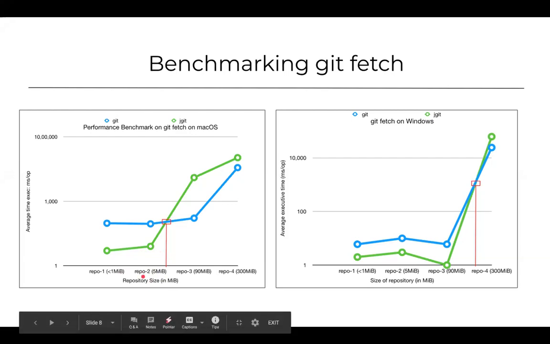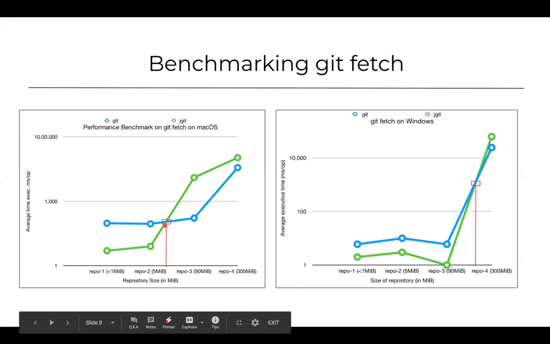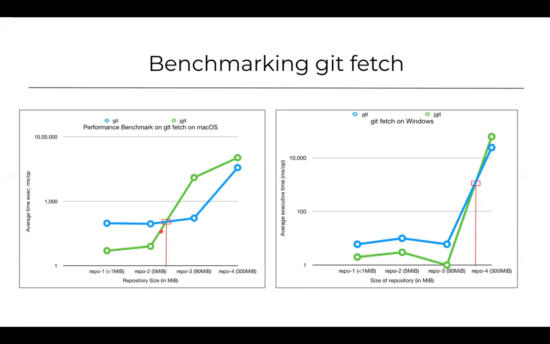But one interesting thing you might see here is that there is a change in the nature of performance of JGit as the repository size increases. And how is that happening? If you concentrate on this part of the graph, for a repository size less than, let's say, 5 MB, JGit is performing better than CLI Git. And once we move on from a certain point, the performance of JGit degrades exponentially.